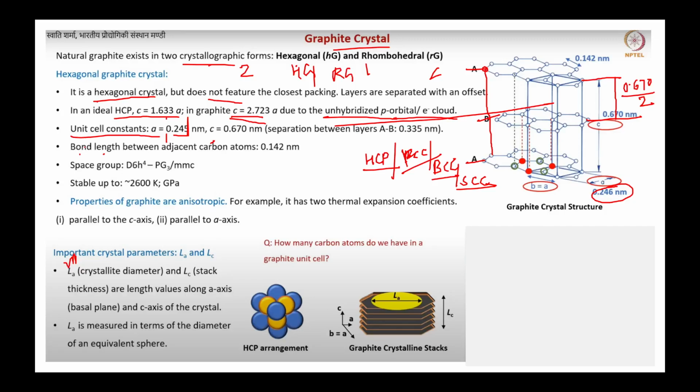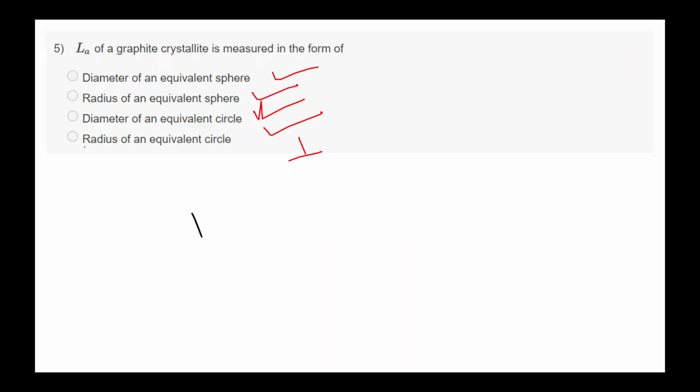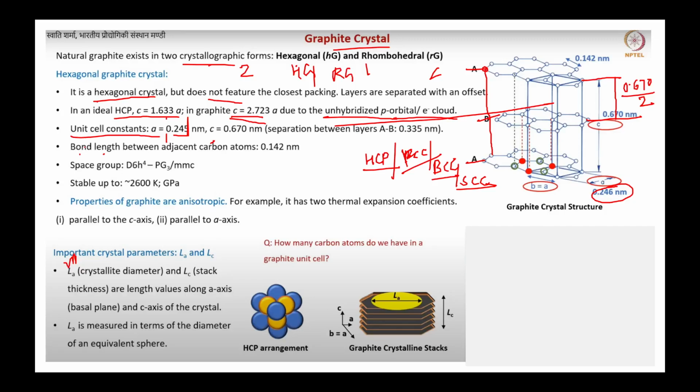La is a measure in terms of the diameter of the equivalent sphere. Here a sphere kind of shape will form, so we take the equivalent diameter. Basically the area of the graphite crystal is measured in the form of the diameter of an equivalent sphere. You can see that here, this is the question.